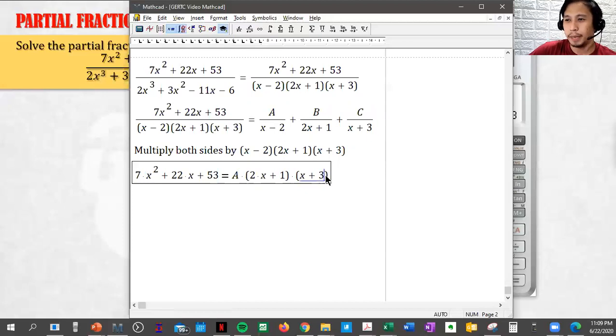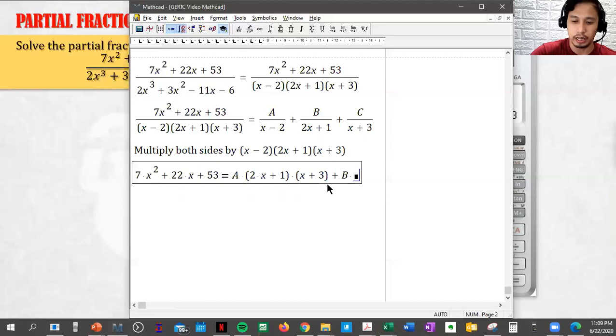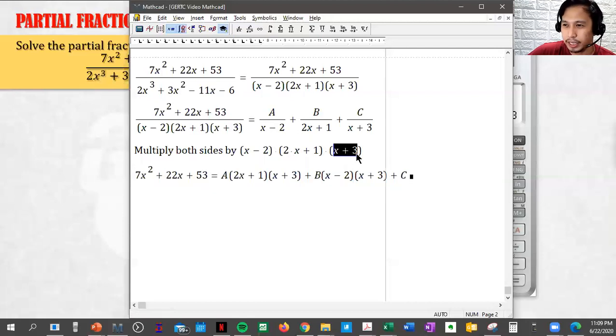Next, dito naman, sa B naman tayo. Sa B, if we are to multiply this by this, makakancel yung 2x plus 1. So, yung matira na lang, x minus 2 at saka x plus 3. So, we are to multiply that B by x minus 2 times x plus 3. Okay ba?